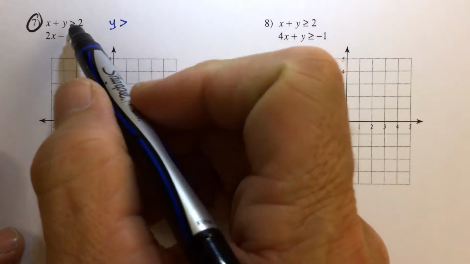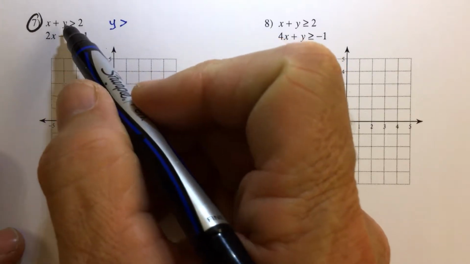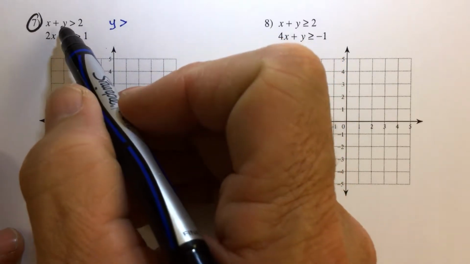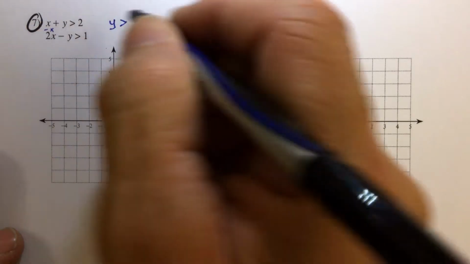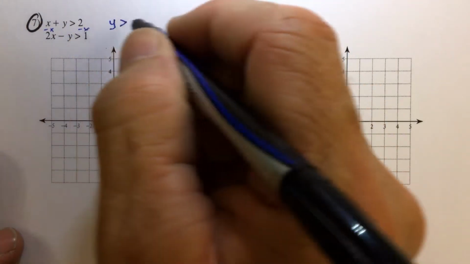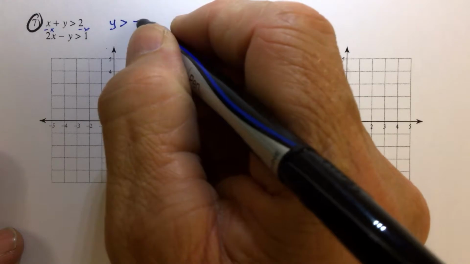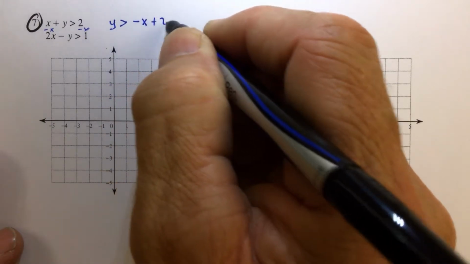So as I said in the last video, we want to solve for y every single time we graph these inequalities, because we want to make sure we're shading the correct side of the line. So as long as we solve for y, we're going to subtract x from both sides, and we get y is greater than negative x plus 2.